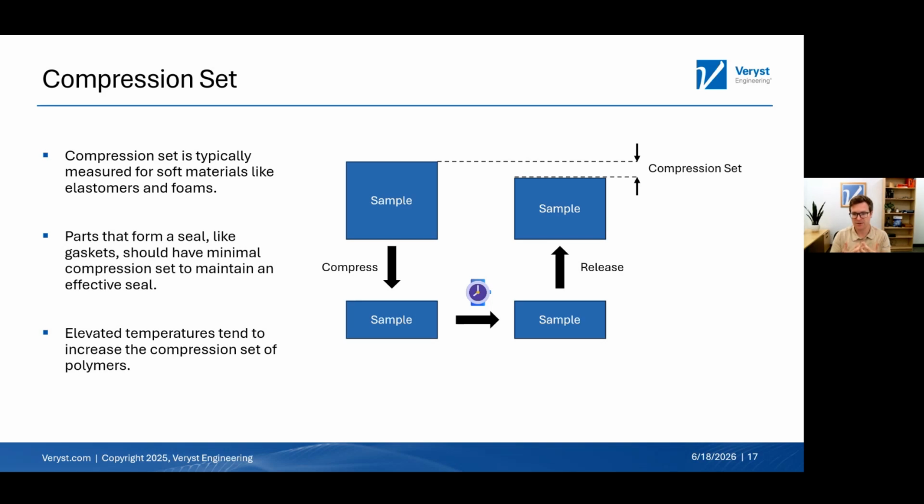And so, most elastomers, gaskets, things like that will publish data sheets about their parts that include measurements of the compression set of the material. But that may only be taken at, let's say, room temperature. And if you need to use the gasket at an elevated temperature, then in my opinion, it's very important to actually characterize the compression set at a temperature that is relevant to your application.